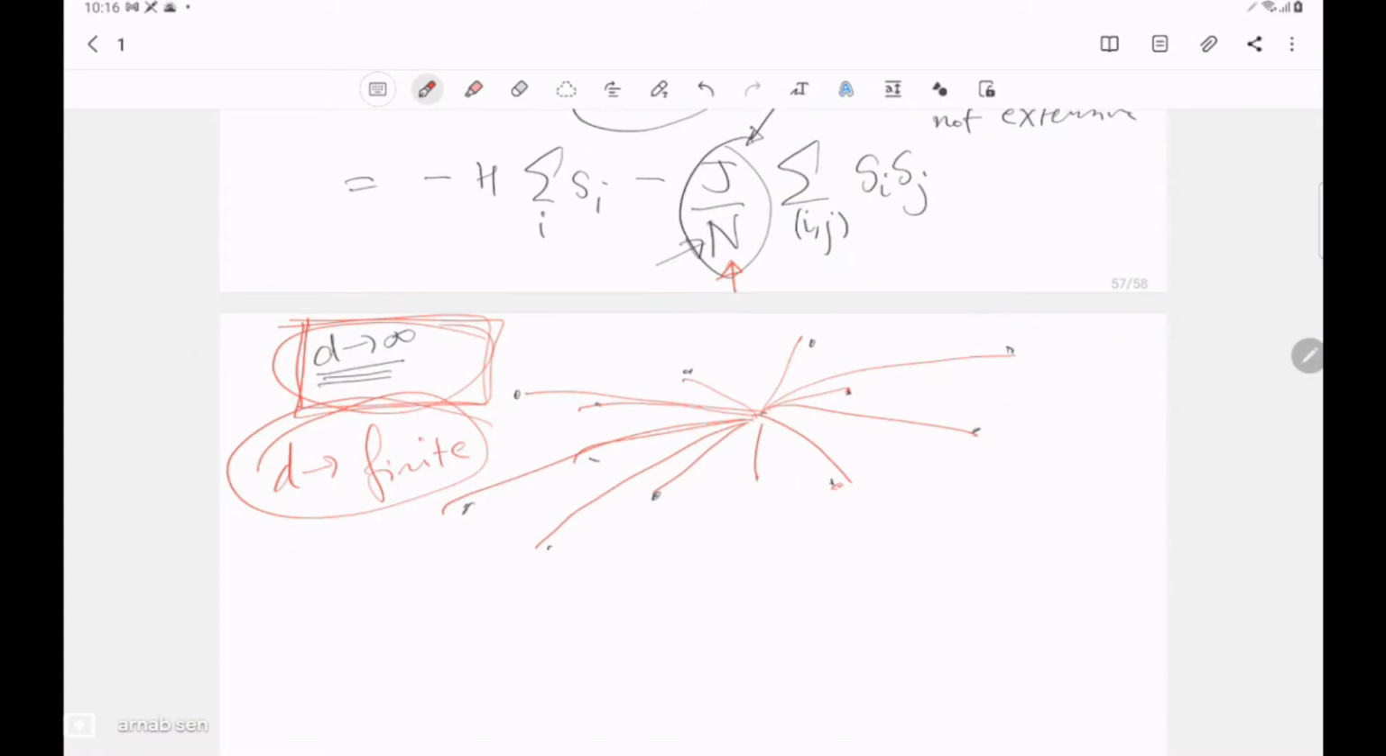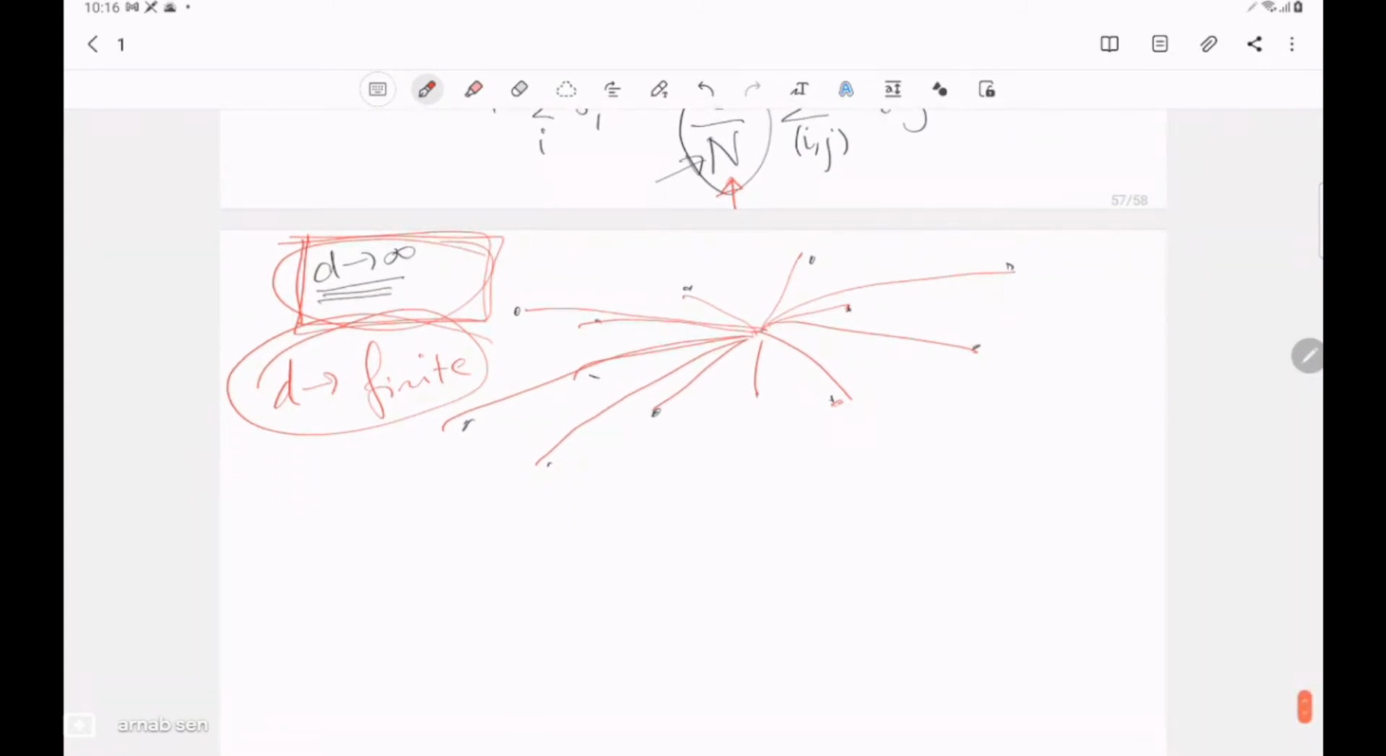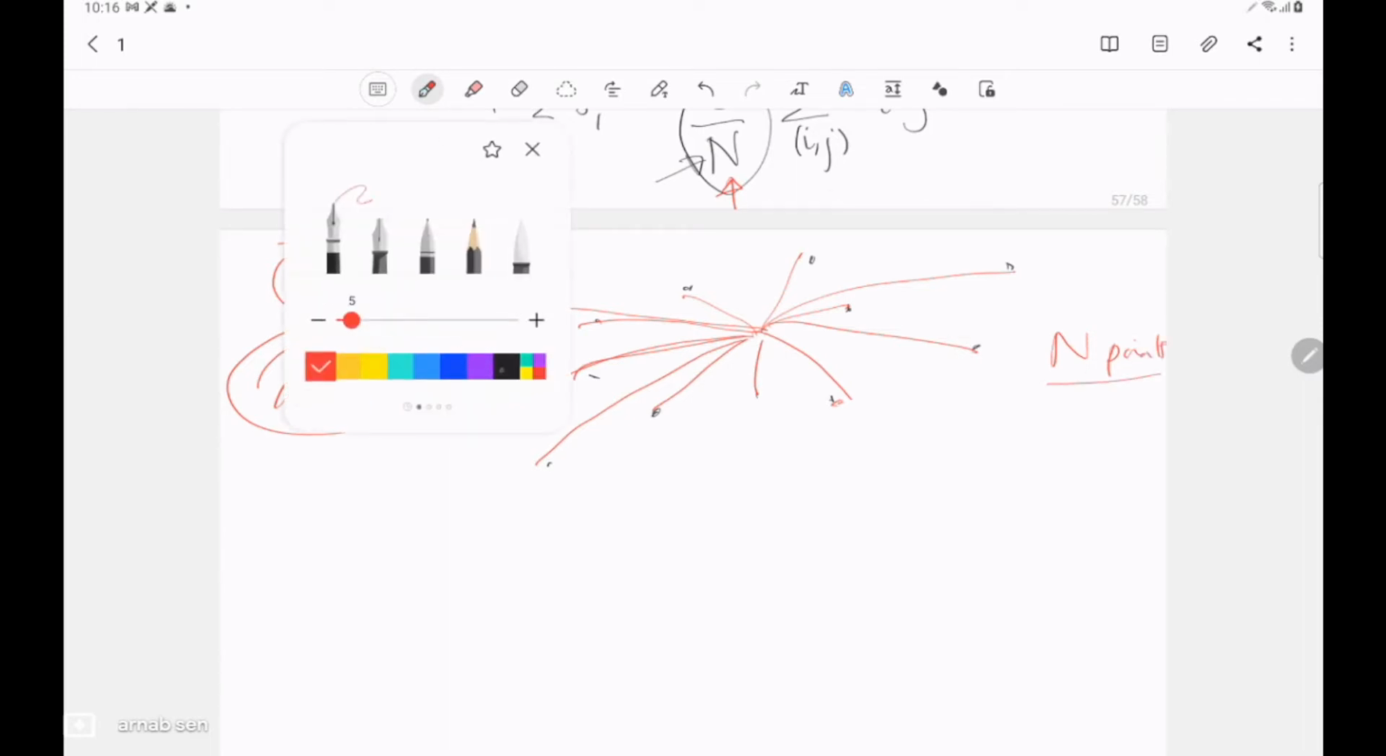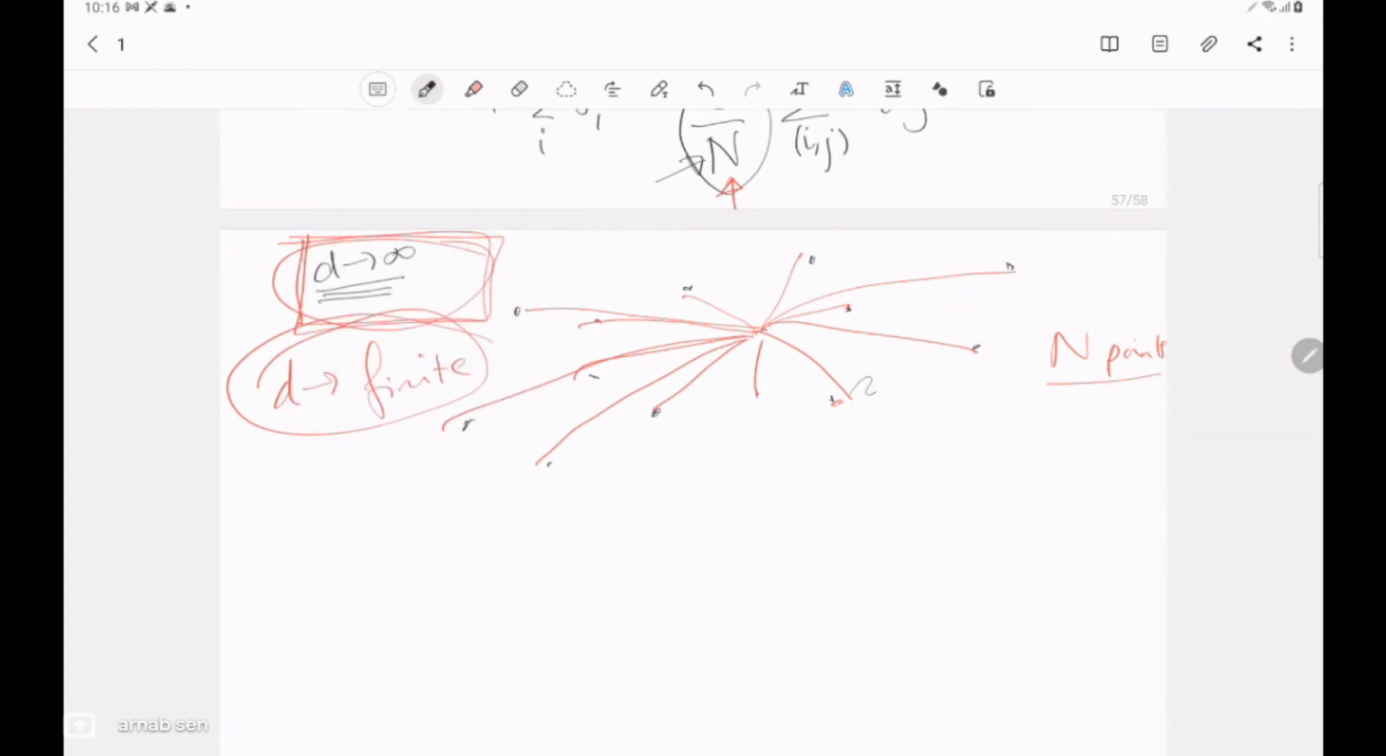So now I have hopefully defined the problem for you. You have capital N points, and each point is interacting with each other point on this lattice. That is the meaning of infinite dimension. But to keep the energy extensive, the coupling or the bond strength is just J divided by N. It's not J, it's J divided by N.